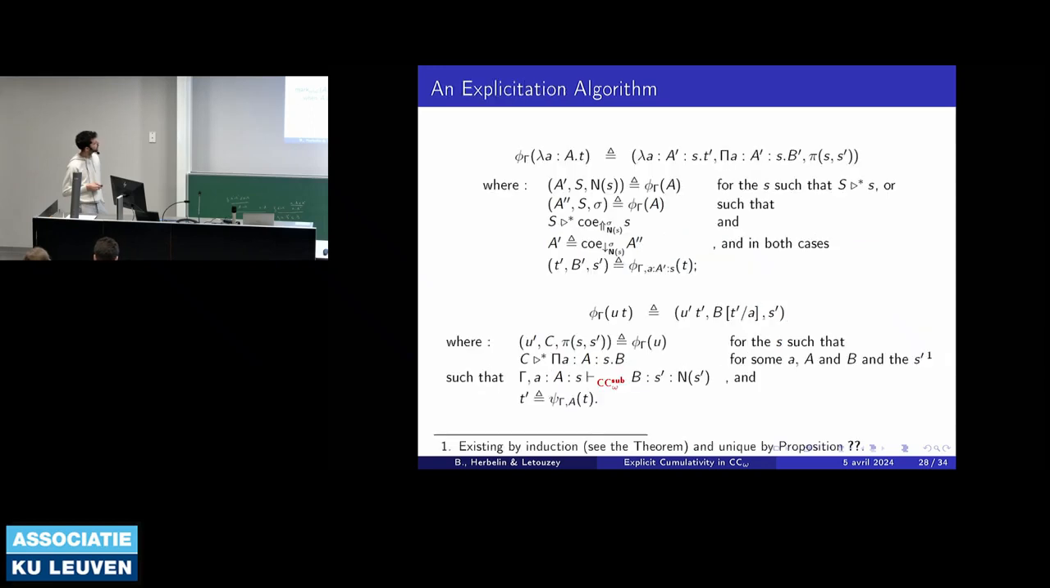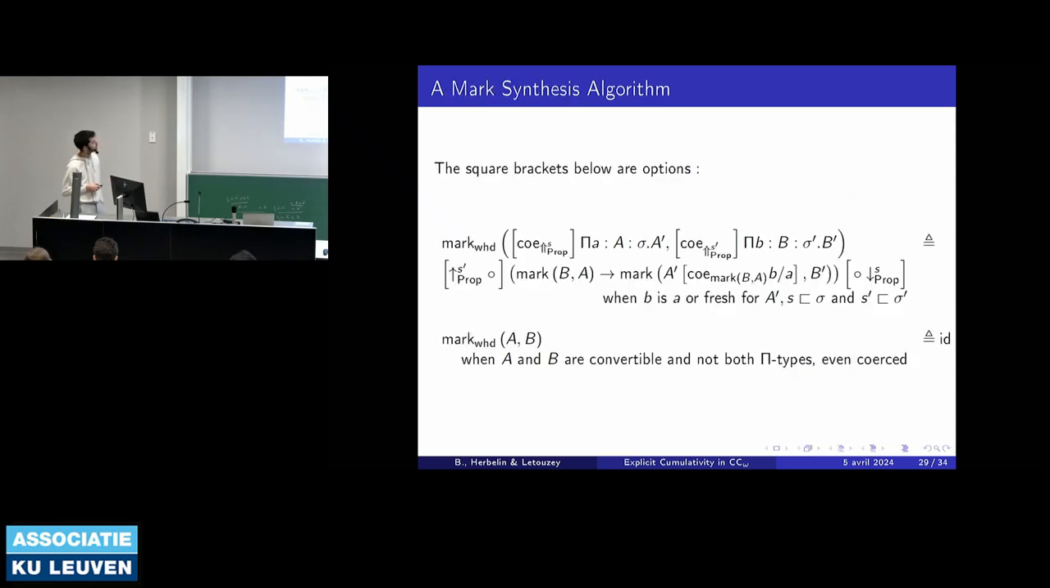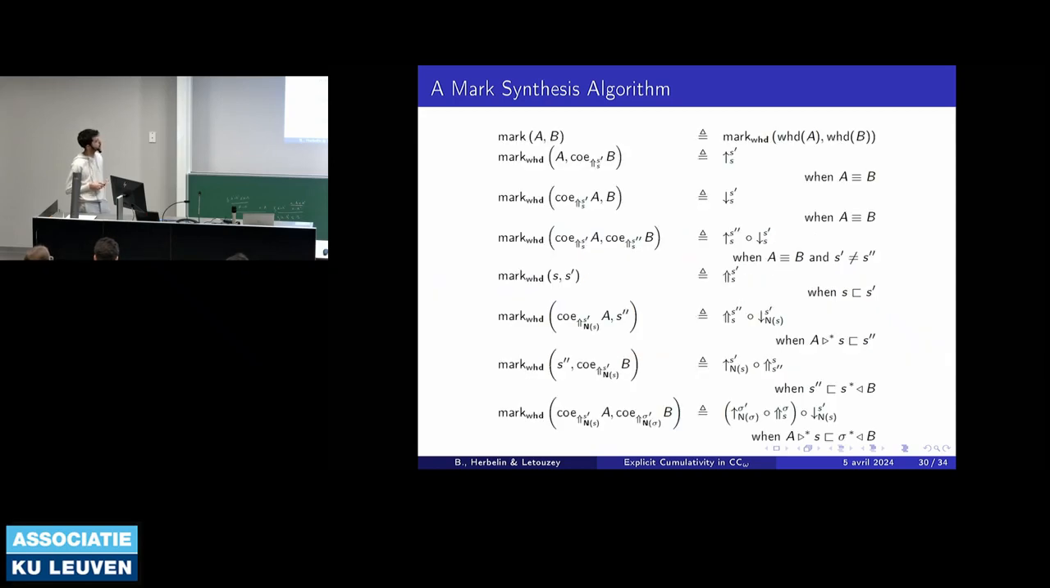Okay, and for application, maybe I didn't include it or it didn't compile. We need to use also an algorithm to synthesize marks, subtyping marks, between two given types. So here it is, for instance, the case of arrow marks between pi types coerced or not, because there are coerced pi types that don't reduce to pi types. For sorts or coerced sorts, it is here, and you can see here the compositions that are a reason why compositions are necessary, because you have these marks that can be reduced to uncomposed marks or atomic marks.